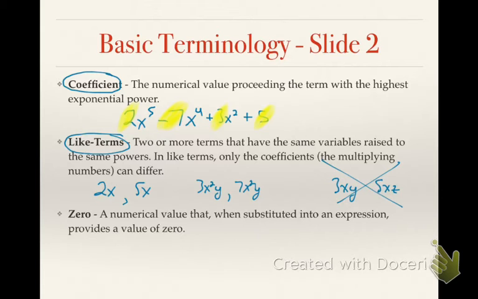And 0 is just essentially a numerical value that when you substitute into an expression, notice expression, not equation, provides a value of 0. So, if I have the expression 3x plus 15, the number that I substitute in to make that equal to 0 is negative 5. So negative 5 is considered the 0 of that expression.